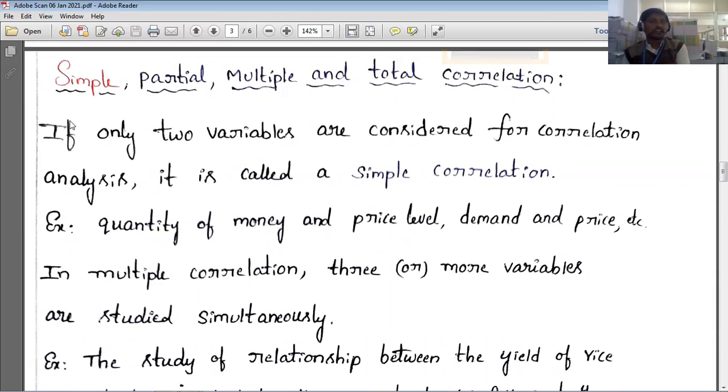What we said is that simple correlation is nothing but when only two variables are considered for correlation analysis, it is called a simple correlation. Only two variables.